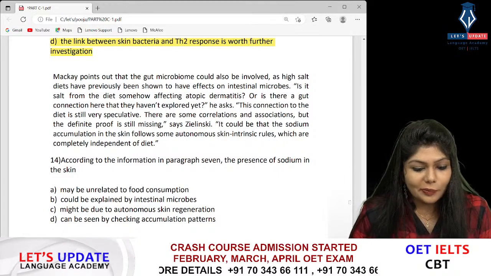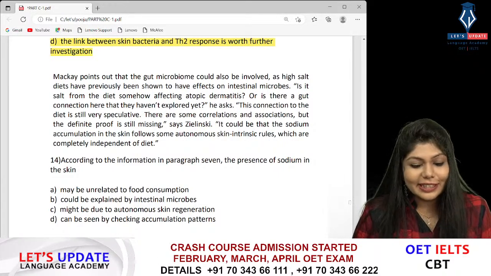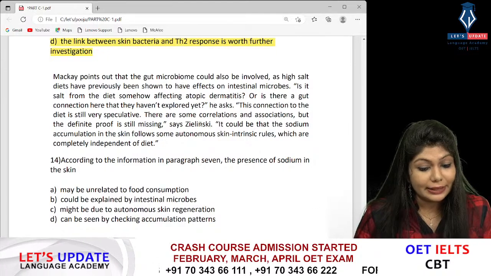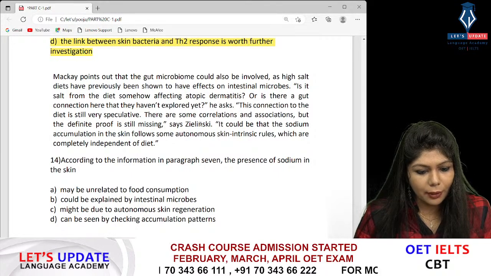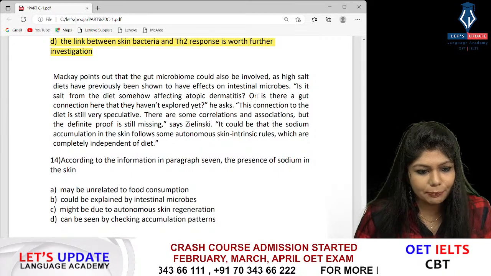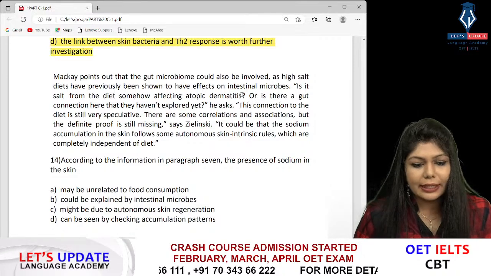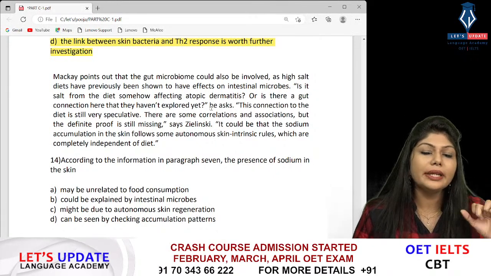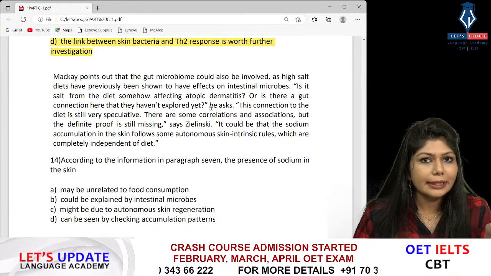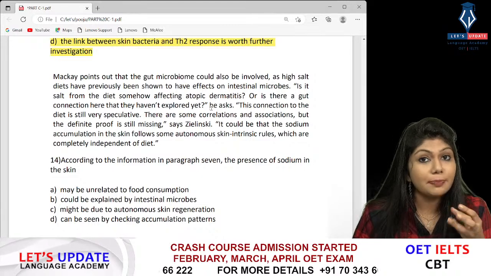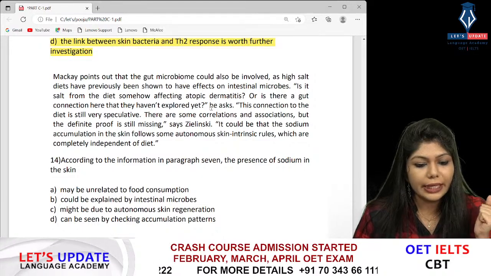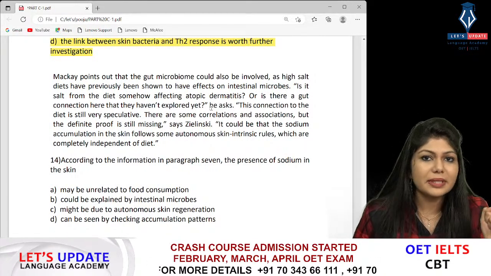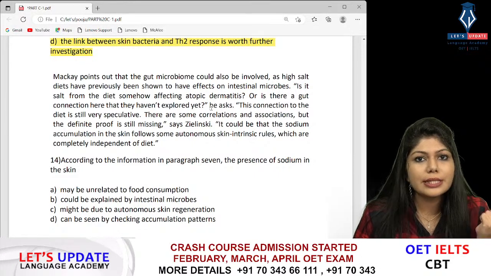So, okay, let me just highlight the important information. So about diet or about food consumption, what they have mentioned is: is there a connection here that they haven't explored yet? This connection to the diet is still very speculative. Connection to the diet, that means to food consumption, is still very speculative. That means they are unproven. Okay, so there are some correlations and associations, but the definite proof is still missing. Definite proof of the association is still missing.